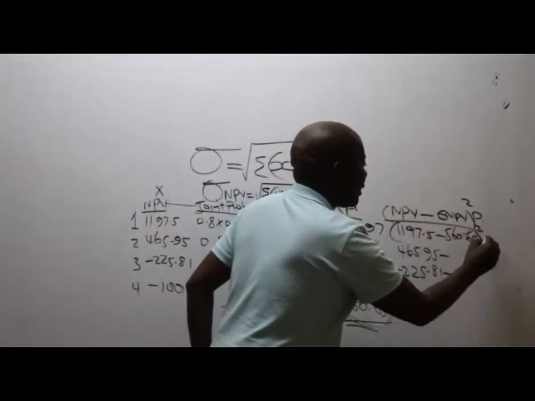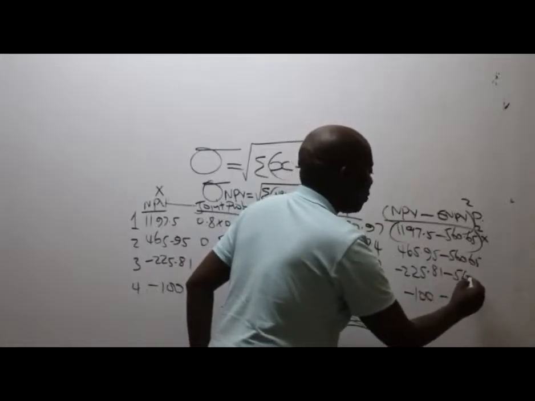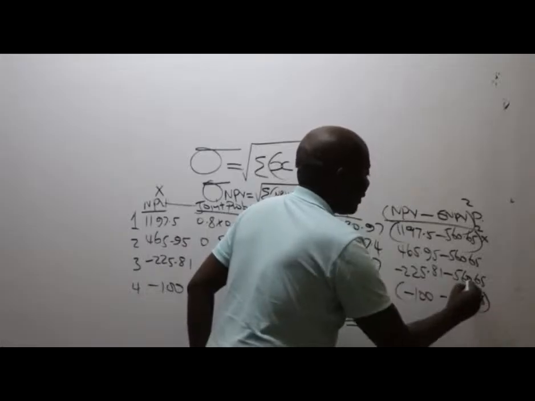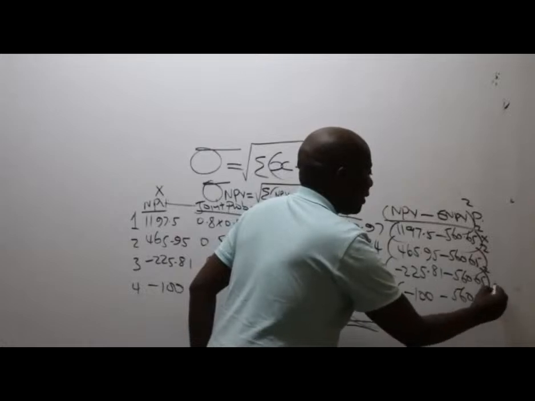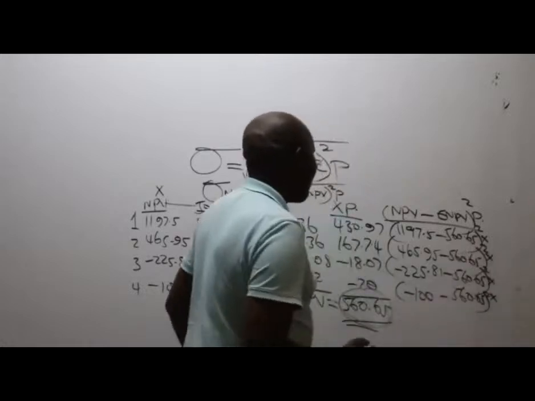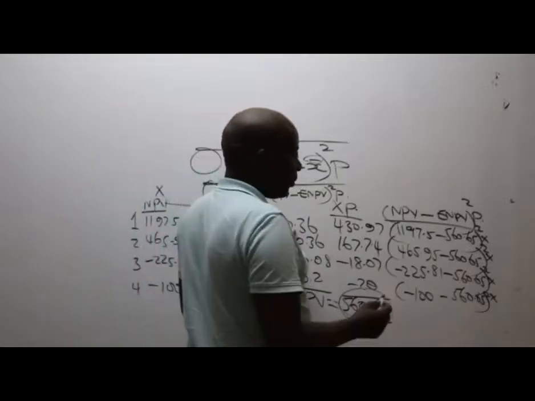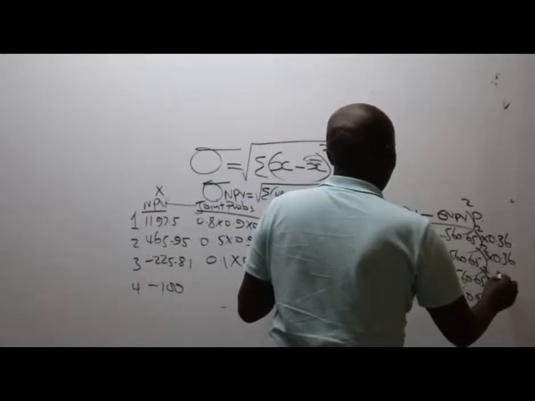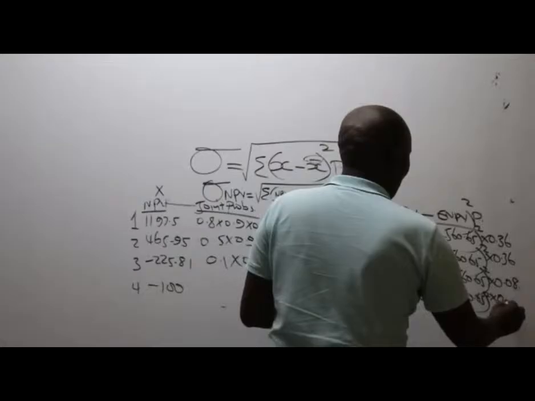So 560.65 will be applicable all through. You square it, times the probabilities, like that. And the probabilities have been given. You remember the joint probabilities, these ones here: the 0.36, 0.36, 0.36, 0.08, 0.2, like that.